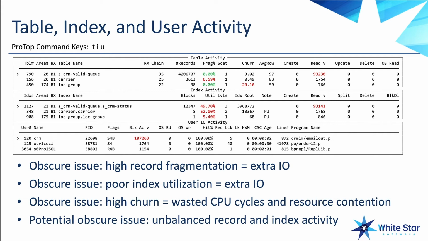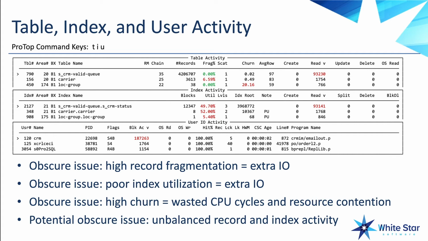You also look and you see this column for churn. So we see that the loc group table is being churned 20 times. It's a very small table. It only has 38 records, but we're reading it the equivalent of 20 times per second. So we're reading that entire table over and over and over, or the equivalent of the entire table. We might just be reading one record even more frequently. You can't really tell, but we do know that there's enough activity there to turn that whole table over 20 times per second.